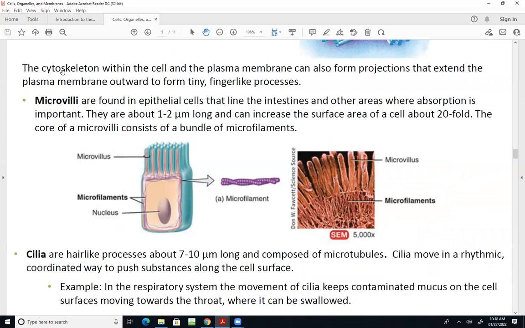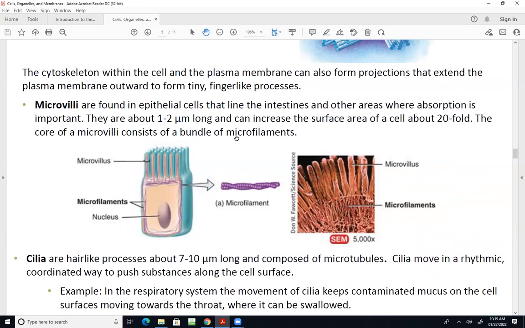In some cases, they might have a side that projects outward, like shown here with what we call our microvilli. Now you can see the term microvilli here, whereas in our picture, it's labeled microvillus. Villus is singular, and you can see only one is circled. Villi is plural, but it's the same thing. These are found in epithelial cells that line our intestines and other areas where absorption is very important. Absorption is where something comes through the plasma membrane into the cell.